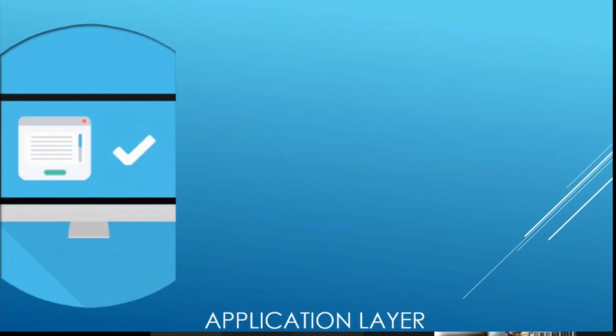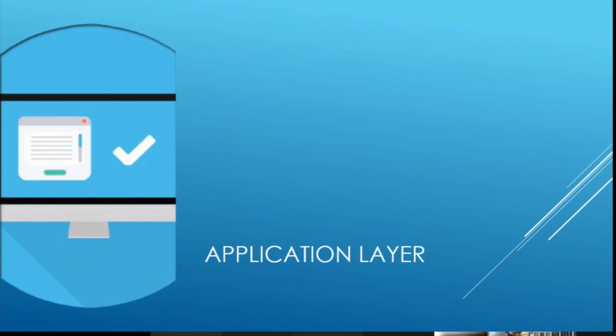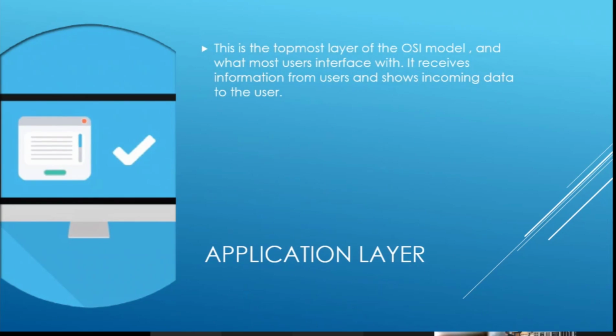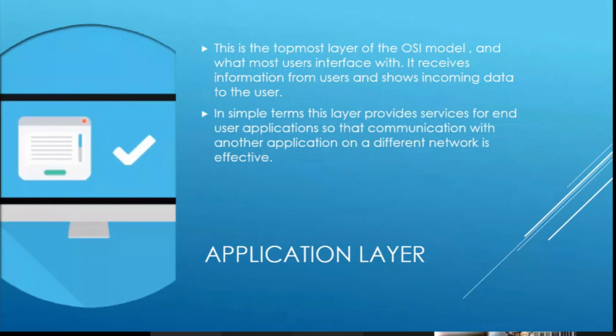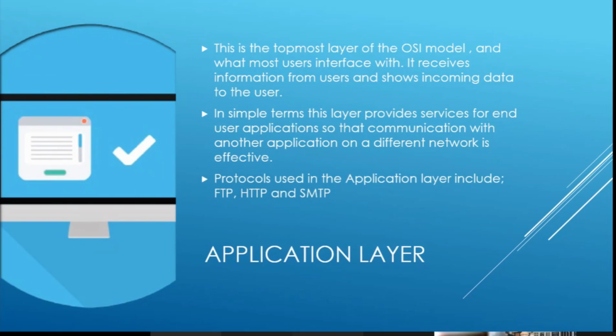Okay, so now we're going to talk about the application layer. The application layer is the topmost layer of the OSI model, and it is what most users interface with. It receives information from users and shows incoming data to the users. In simple terms, this layer provides services for end users' applications so that communication with another application on a different network is effective. Protocols used in the application layer include FTP, File Transfer Protocol, HTTP, Hypertext Transfer Protocol, and SMTP.